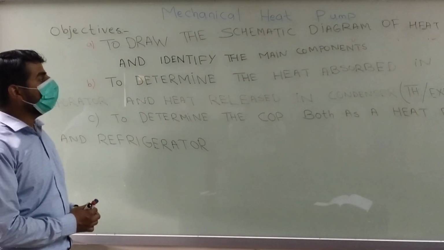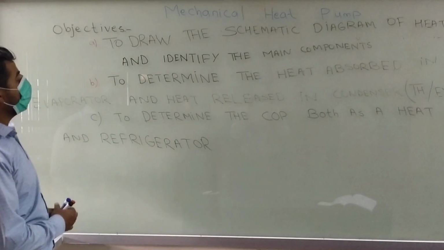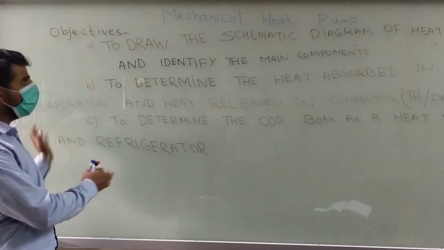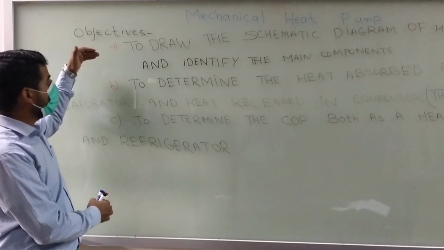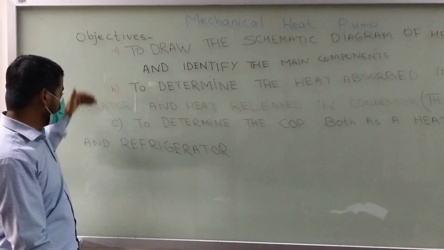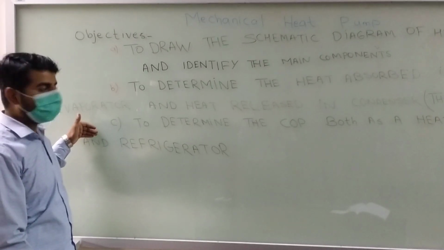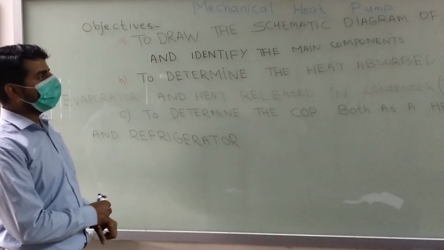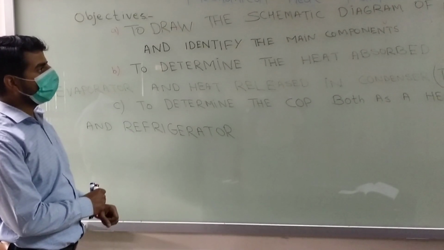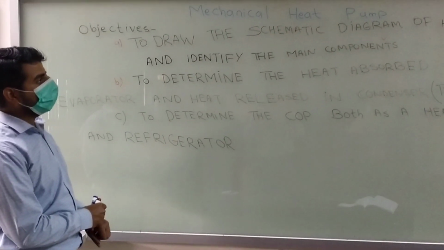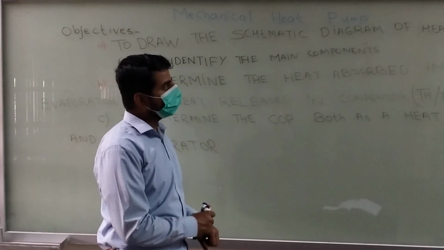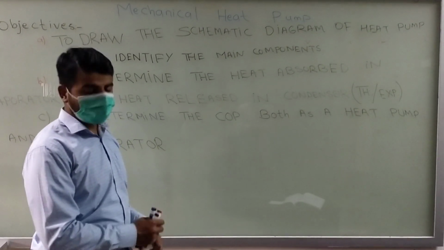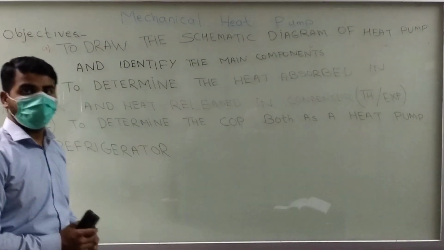Okay, first of all, we will move to our objective number one. We have to draw the schematic diagram of the heat pump. So for that, I'll erase all of that and I'll point out objectives A, B, C one by one. First of all, I'll go for objective number 1. But before that, I'd like to tell you about the cycle, the vapor compression cycle, on the basis of which the heat pump works. So let me erase that first.